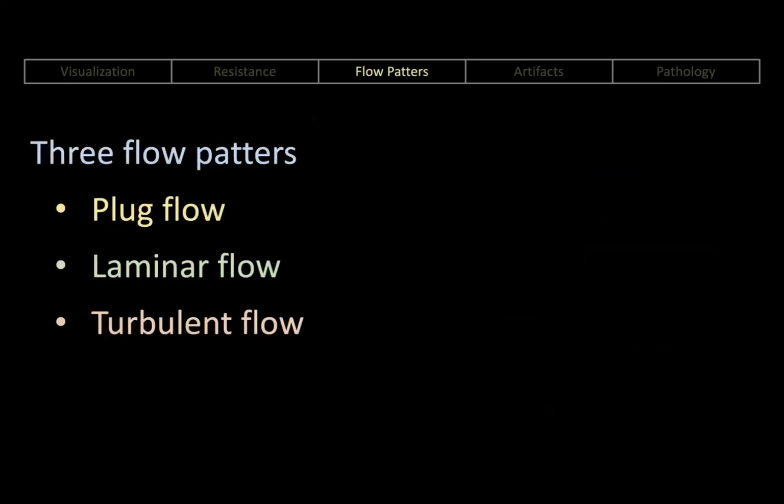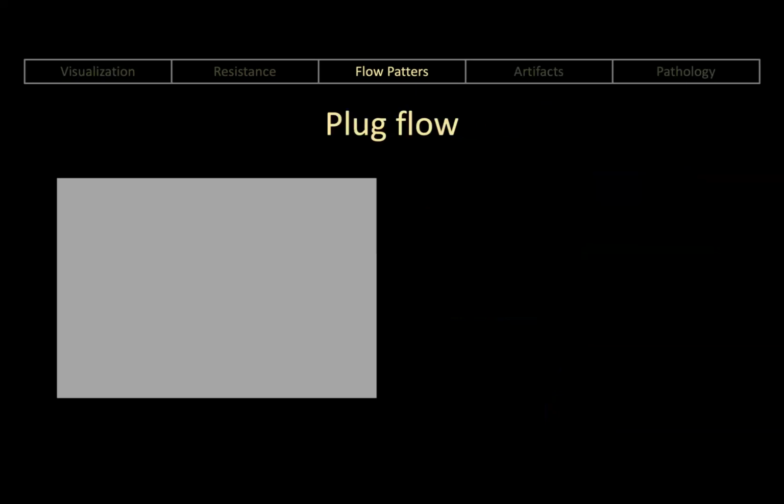So let's move on to the third important part that I think is important to be able to understand vascular ultrasound and spectral waveforms, which is the three flow patterns that we see. One of them is going to be plug flow, one of them is going to be laminar flow, and the other is going to be turbulent flow. If we understand these three flow patterns, it really helps us out.